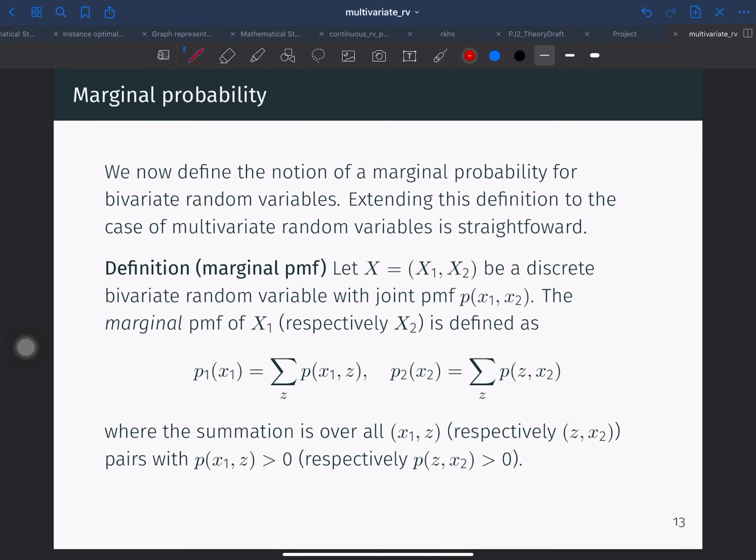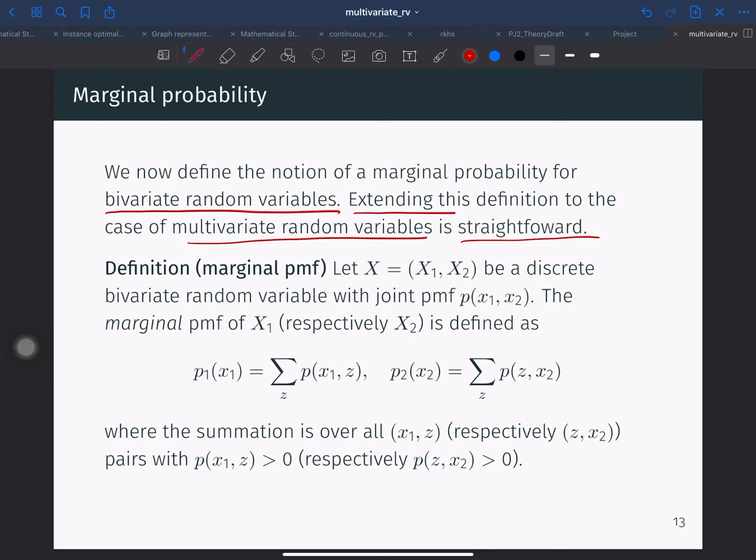Okay, so we'll next define the notion of the marginal probability. We will first define it for a bivariate random variable. We will not define it for multivariate random variables, just that extending the definition is straightforward, so we shall not worry too much about it.